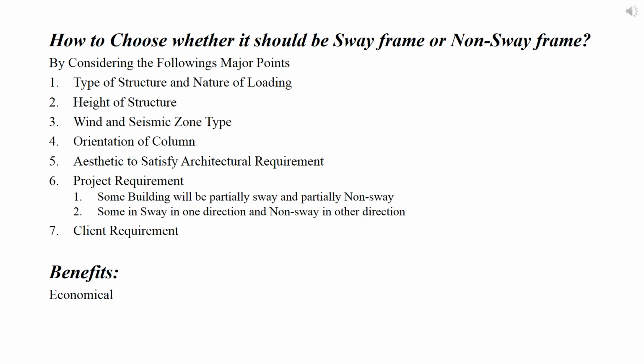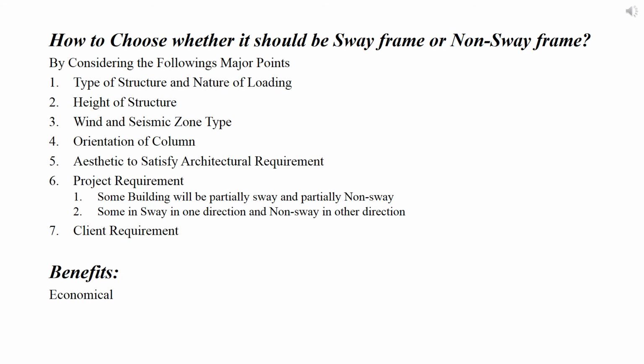How to choose whether it should be a sway frame or non-sway frame for a specific project? By considering these major points, you can decide the method of framing for analysis. First point, type of structure and nature of loading. For example, if the structure is heavily loaded like a silo, then more lateral load will act on the structure in the seismic case, which affects the lateral stability. Hence here a braced frame, that is a non-sway frame, is recommended.